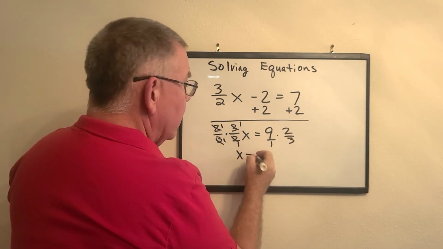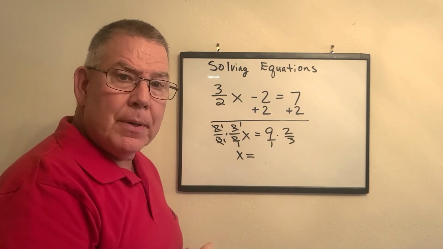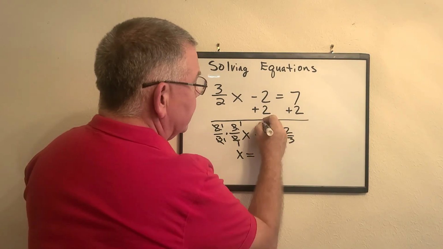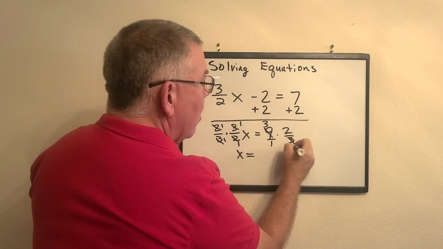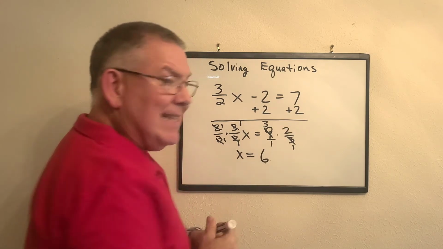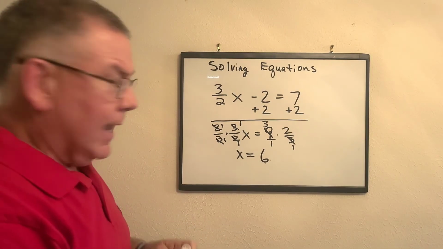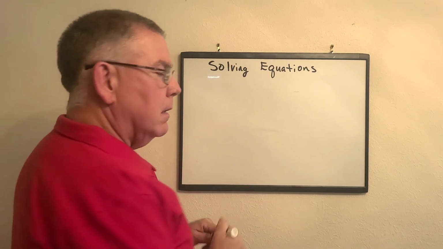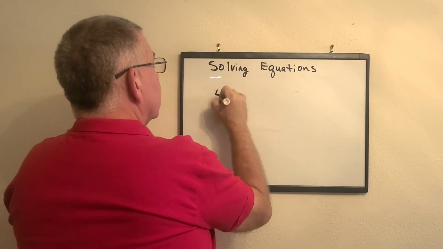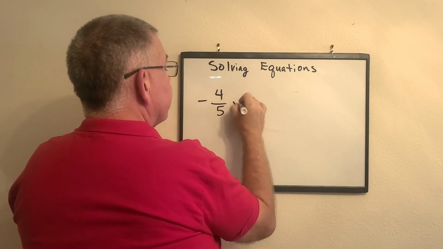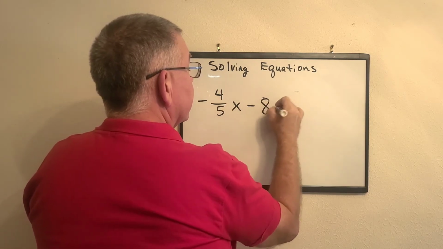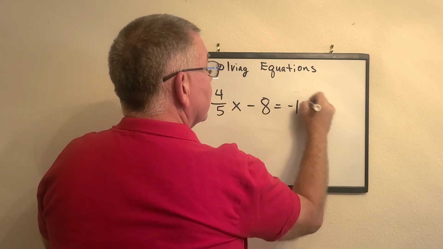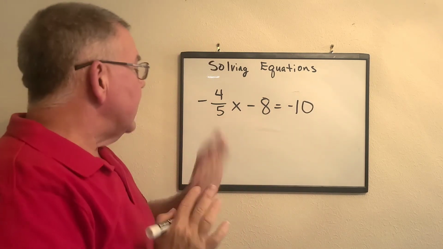Now, over here, I can either do top times top, bottom times bottom, or I can divide out. So 3 goes into 9 3 times, 3 goes into 3 1 time, and 3 times 2 is 6. Okay, now, last one. Now, take a look at this.